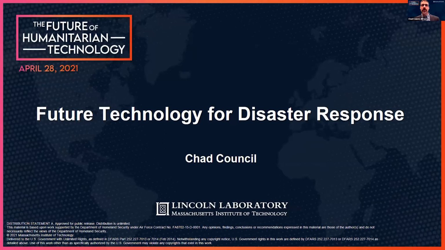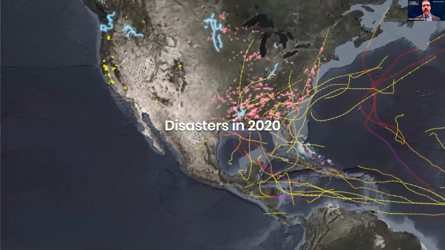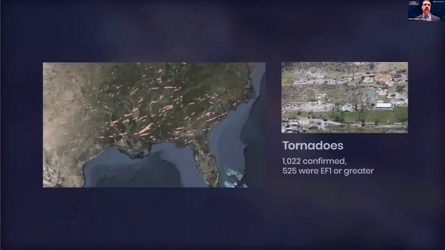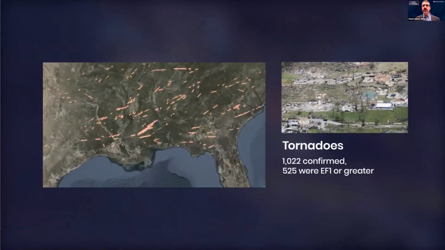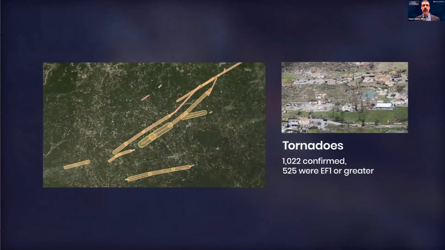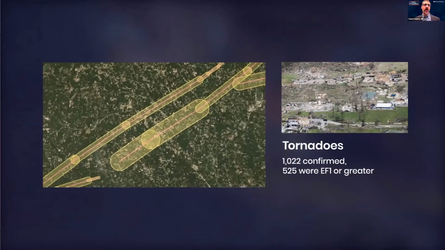Great, thank you, Misha. Just to confirm, you can see my slides okay. You all are about to see a data visualization of the major natural disasters that occurred in the United States during 2020. The US experiences more natural disasters than any other country in the world, and we also spend more money on disasters than any other nation.